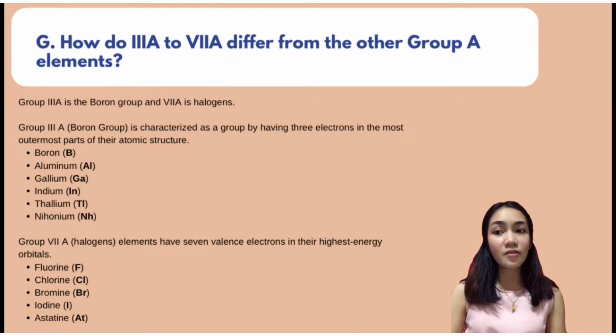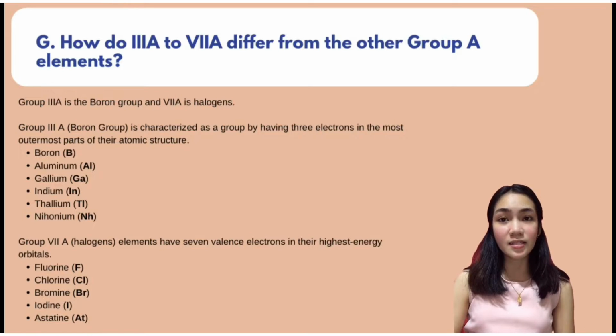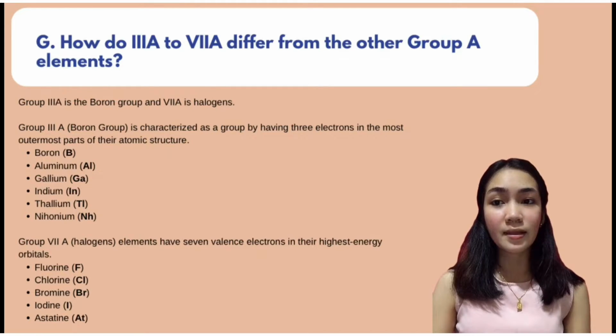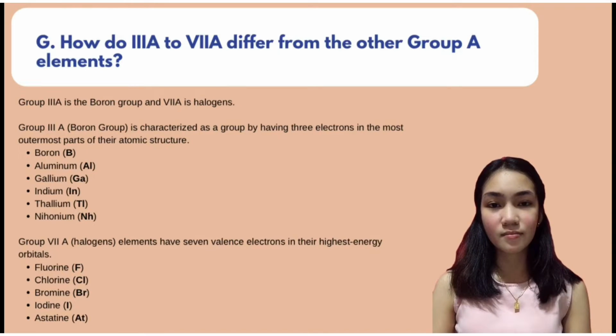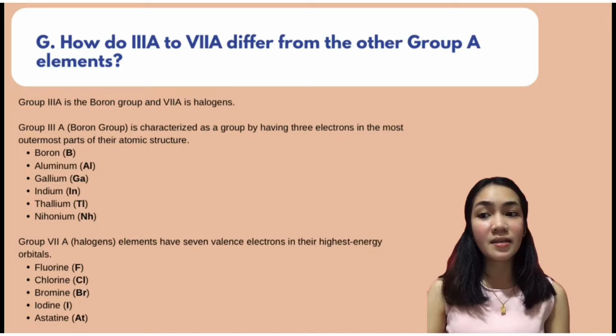How do group 3A to group 7A differ from the other group A elements? The group 3A is the boron group and the group 7A are the halogens. Boron group element any of the 6 chemical elements constituting group 13 or group 3A of the periodic table. The elements are the following. The group 7A elements has 7 valence electrons in their highest energy orbitals.